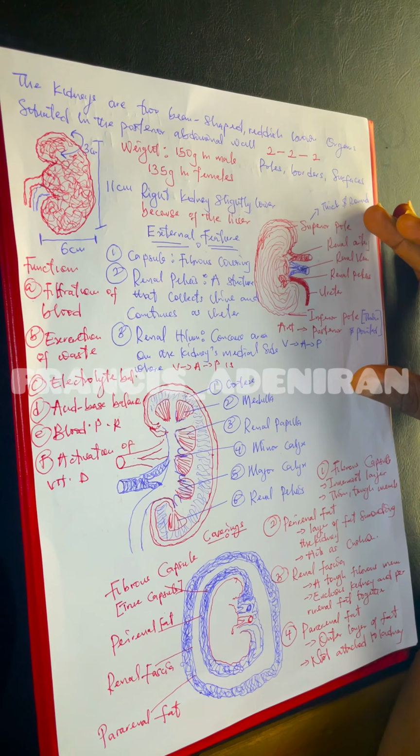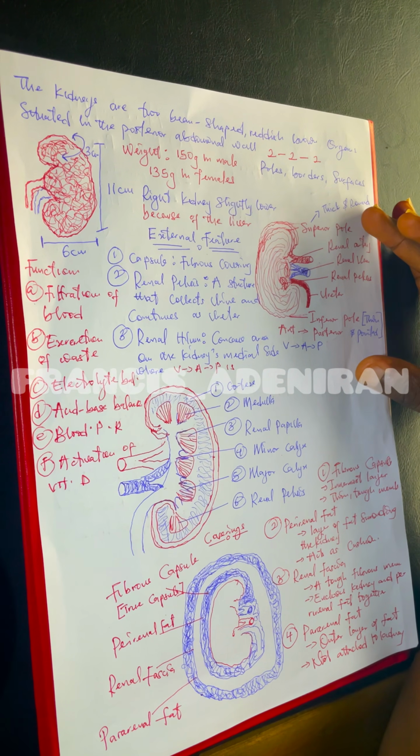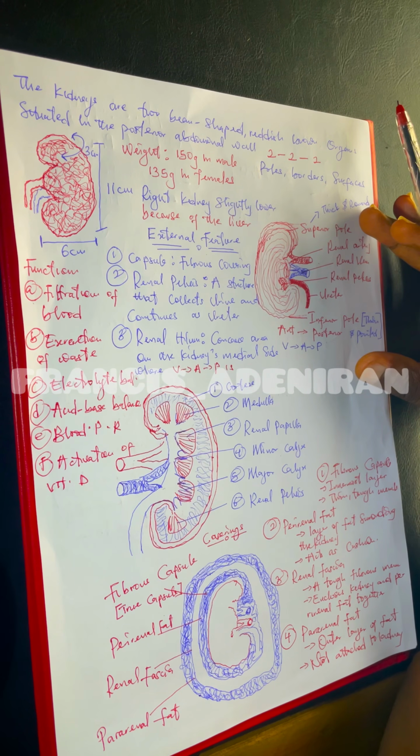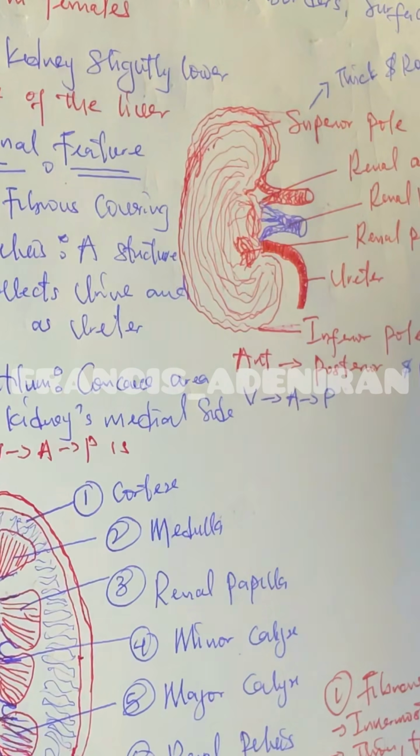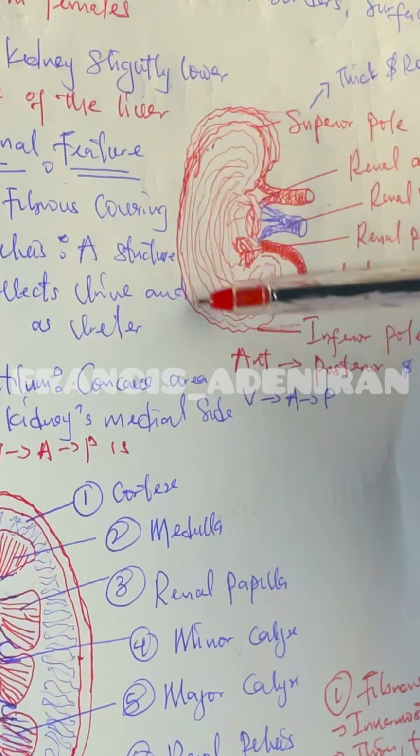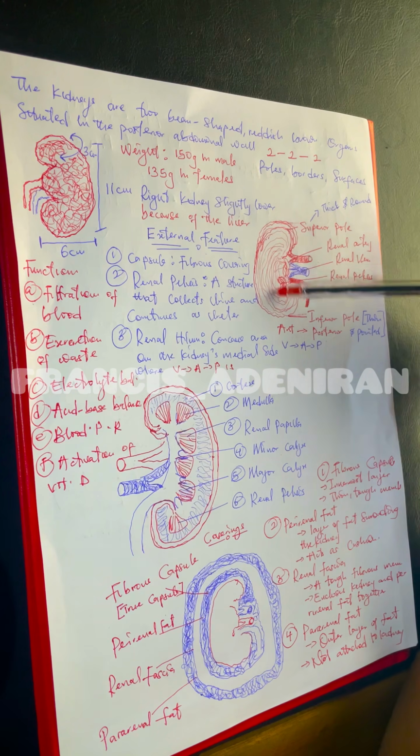So let's go to the external features of the kidney. Number one thing we'll be discussing is the capsule. The capsule is that fibrous covering that covers the entirety of the kidney. The second external feature is the renal pelvis. The renal pelvis is that structure that collects urine and is continuous as the ureter.